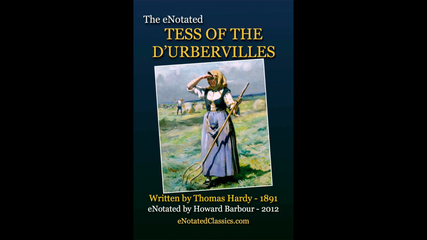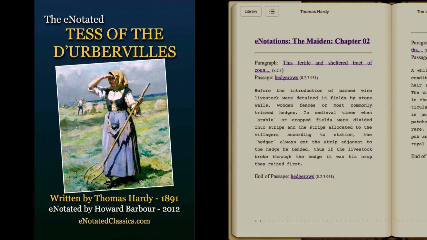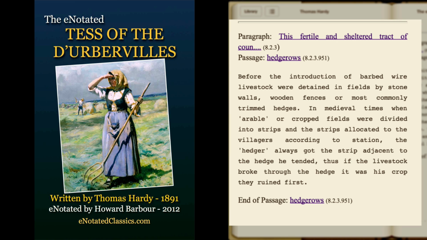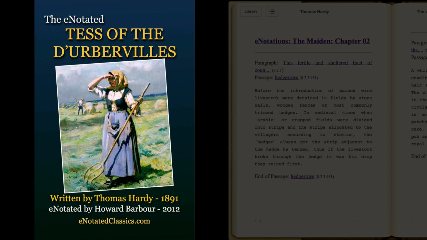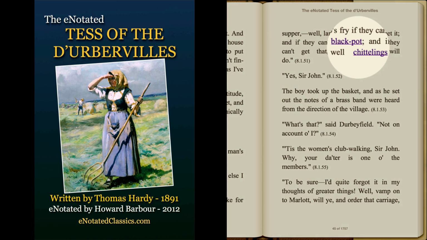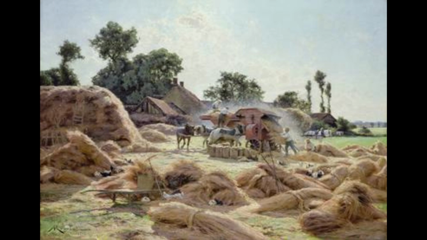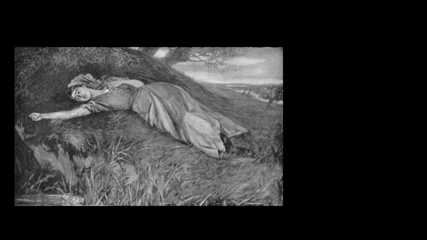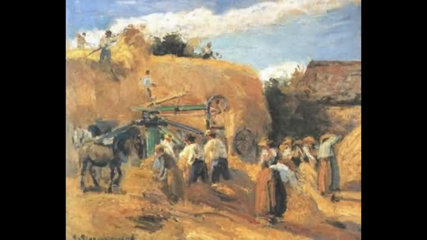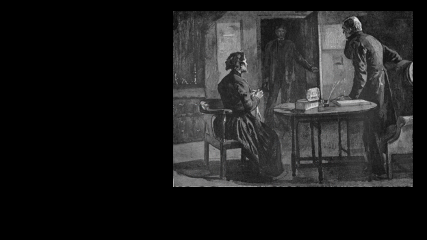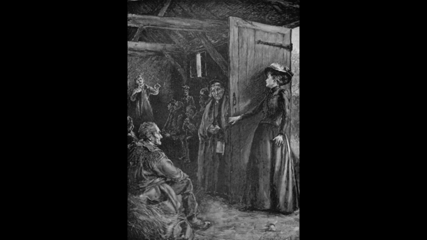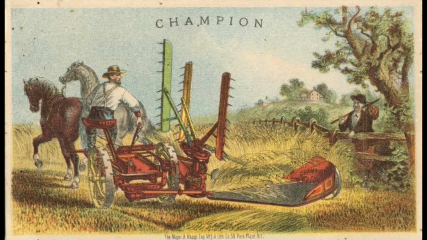In this eNotated edition of Tess, Barber provides the background and explanations readers need to thoroughly understand, appreciate, and enjoy Hardy's classic by adding hundreds of electronic eNotations linked to words and phrases in Hardy's original text. If you're going to read Tess for the first time, or returning to this wonderful story after some years, you will best enjoy and most thoroughly understand Tess with this unique eNotated edition.